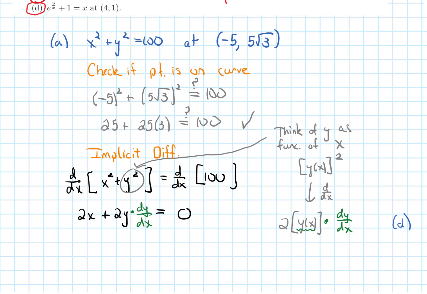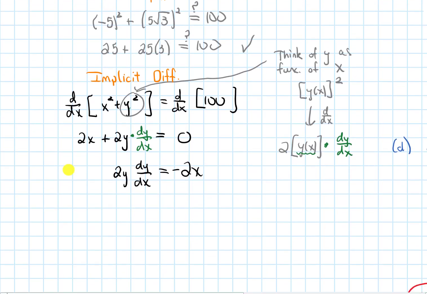All right, so now let's isolate the dy dx. So we get 2y dy dx. If I subtract 2x, this equals negative 2x. And then we can divide by 2y to get dy dx equals negative 2x over 2y, which simplifies to negative x over y. All right, so we have our derivative. When we do implicit differentiation, it will usually involve both of the variables.